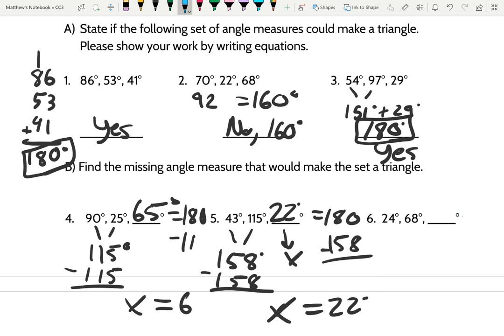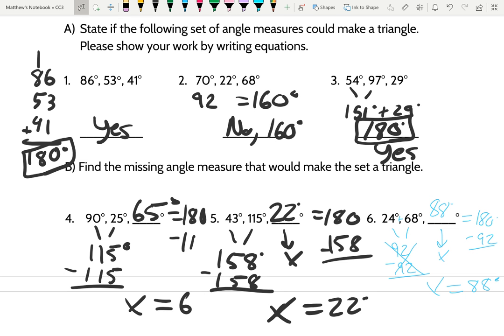All right, so again here, set it equal to 180 degrees. Add the two angles together. Here we do 24 plus 68. That's going to give us 92. Subtract 92 from both sides of the equation. Then we're going to find out what x equals. X here would equal 88 degrees. Hopefully you got the same thing that I did.